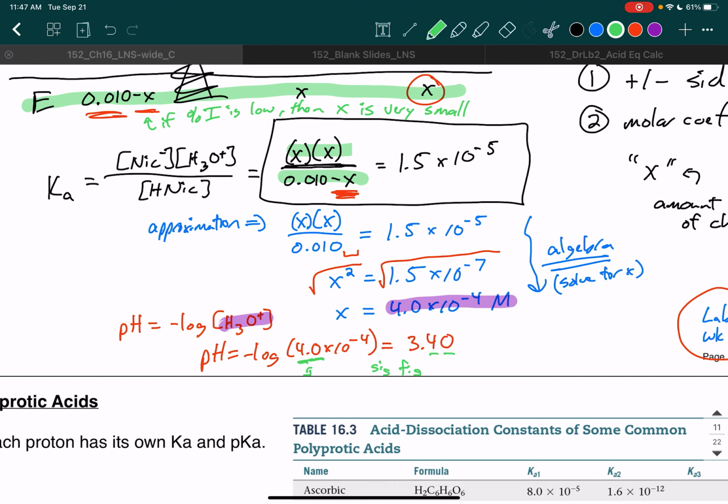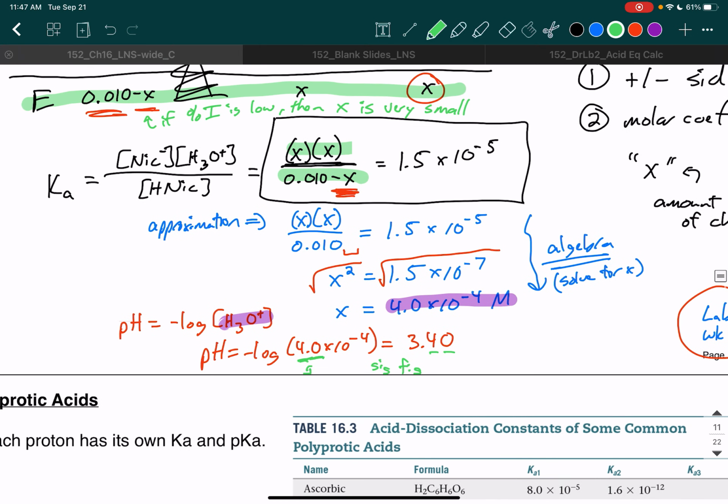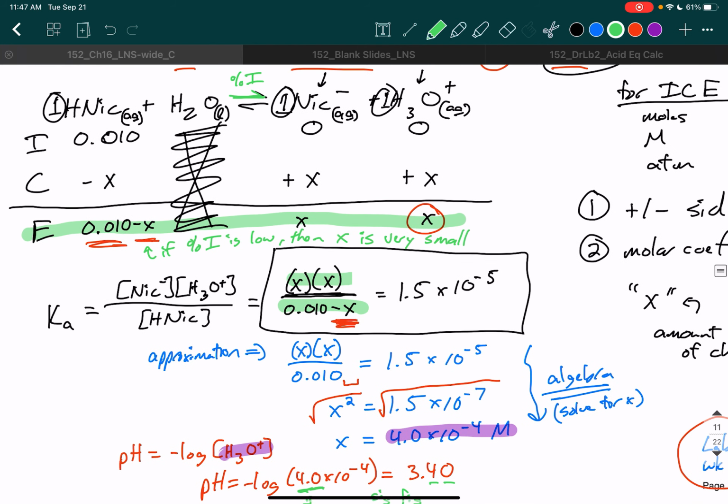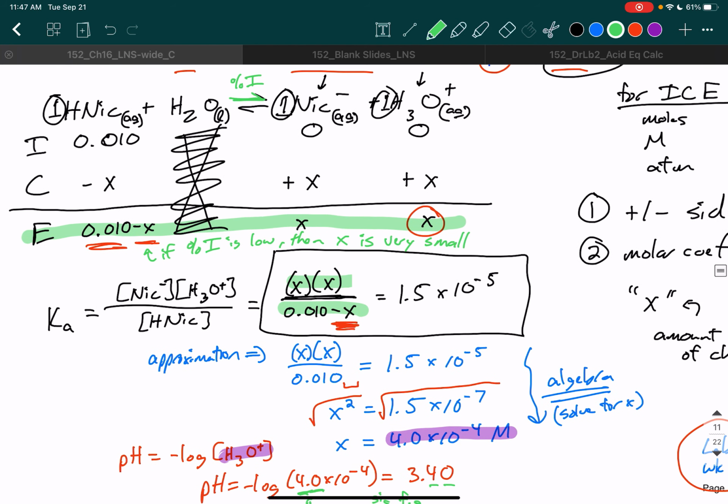That initial concentration of niacin doesn't change that much since the ionization is so low, and so we can get away with just using that raw number that we started with. If that ionization is too high, then it shifts that number so low at equilibrium that you have to factor in the X, and that's when you have to use the quadratic formula. And that's for after test 2. Okay. We're going to do another ICE table in just a second.